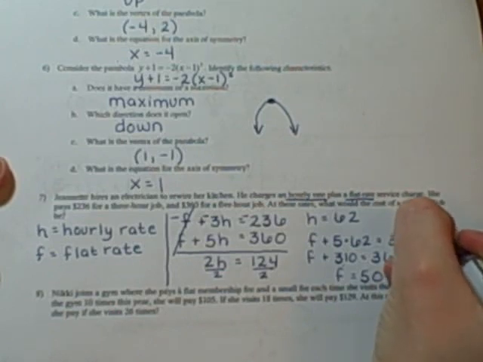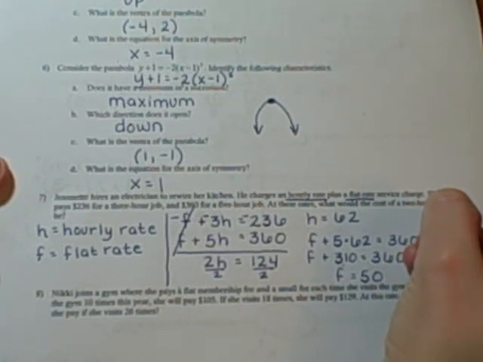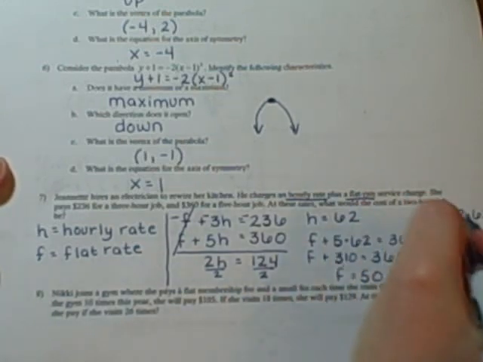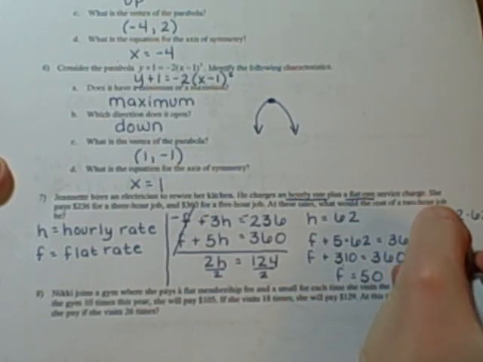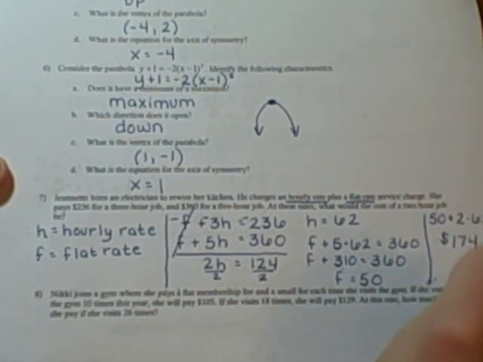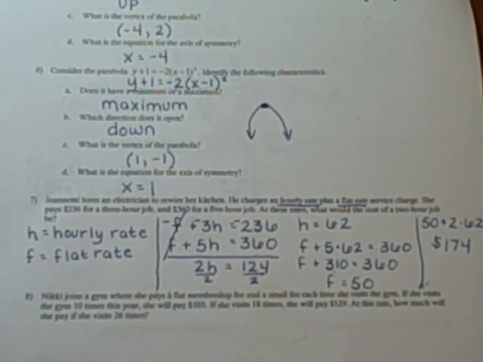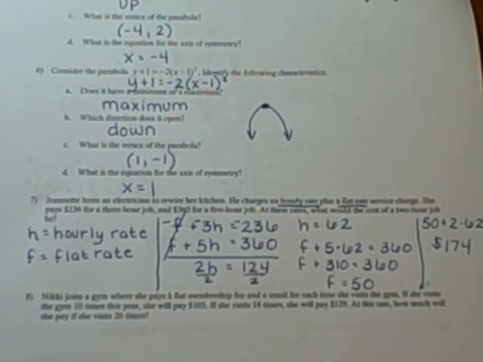So I would say the flat rate plus 2 times the hourly, which is 62. And when I evaluate that, I end up with $174. And that finally is the answer to this question, that 2 hours with this plumber would cost $174. Okay, so there's a lot of steps there. There's a lot of things you had to find out before you could even answer the question.